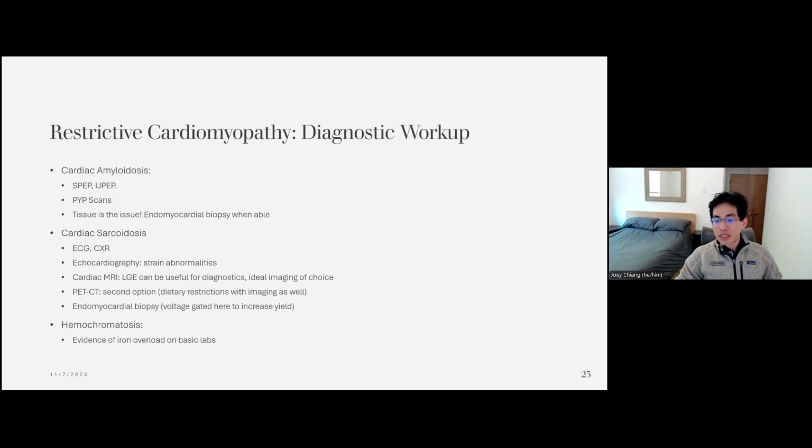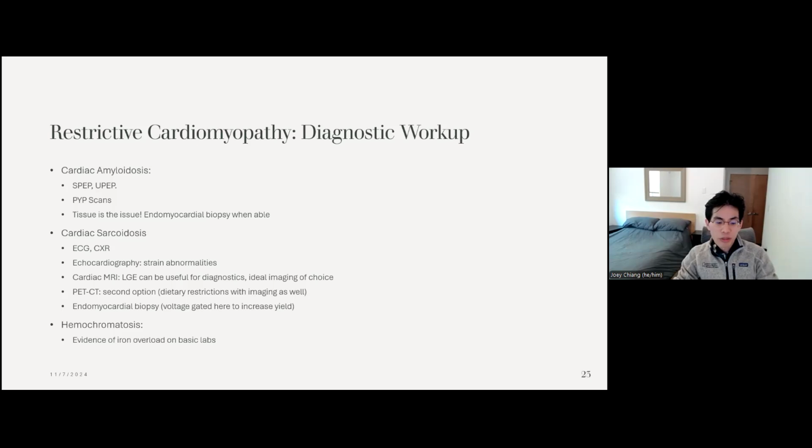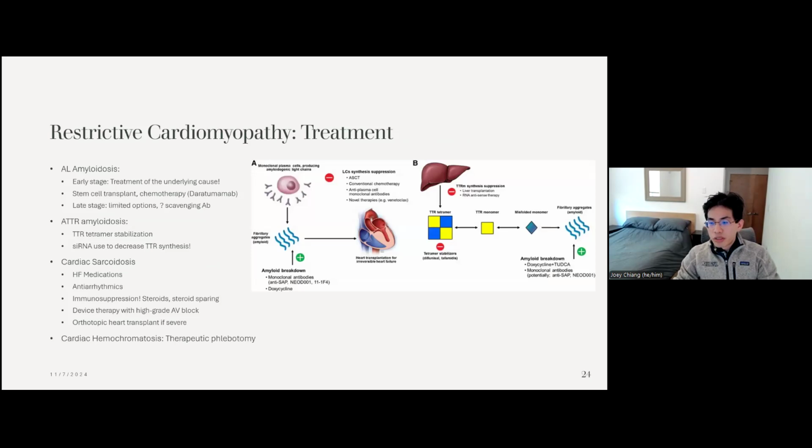And then last but not least, a voltage gated endomyocardial biopsy. Voltage gating basically means that when they go through the biopsy, it's not necessarily fluoro guided, but they look to see whether or not there are areas that are more consistent with scar, and they can take samples from there, and that does increase the yield by a good amount, I think from like 30% to something a little bit higher. And then hemochromatosis, you'll see some degree of iron overload on basic labs.